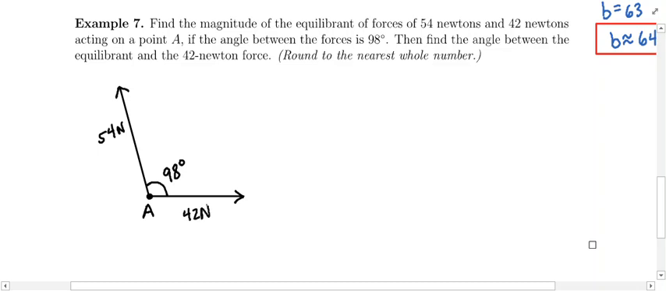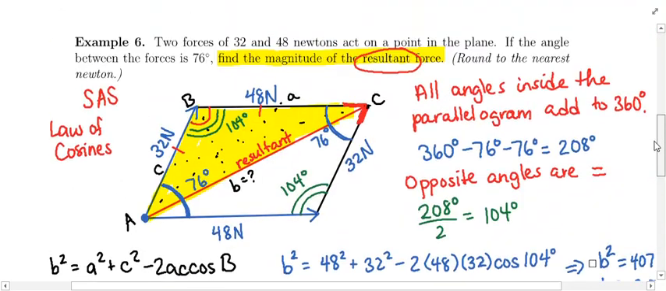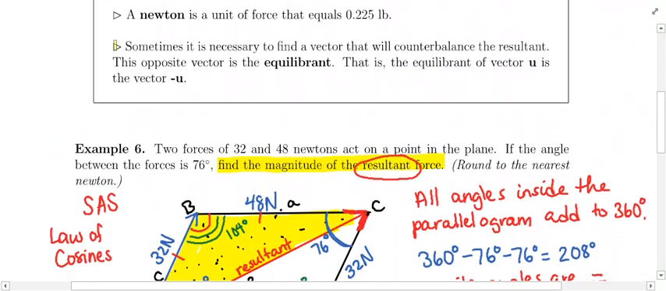So this is kind of an illustration of what's going on, and we want to find the magnitude of the equilibrium. Here is that word. We saw it in the box above, but we really haven't worked with it yet. So let's go back up to the top here and review what this means. It says sometimes it is necessary to find a vector that will counterbalance the resultant. This opposite vector is the equilibrium. That is, the equilibrium of vector u is the vector negative u.